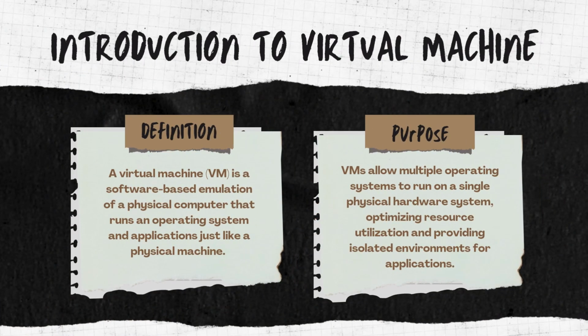So first of all, we need to know what a virtual machine is. A virtual machine is a software-based emulation of a physical computer that runs an operating system and applications just like a physical machine. VMs allow multiple operating systems to run on a single physical hardware system, optimizing resource utilization and providing an isolated environment for applications.